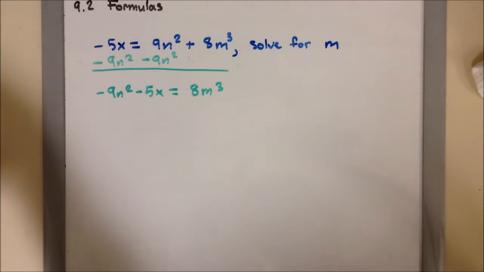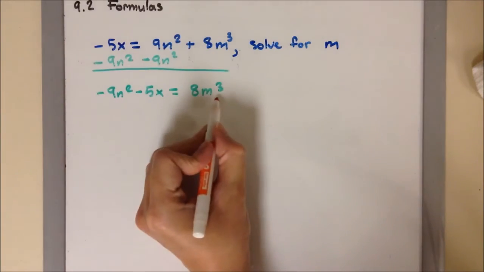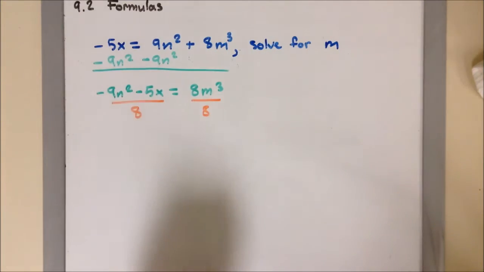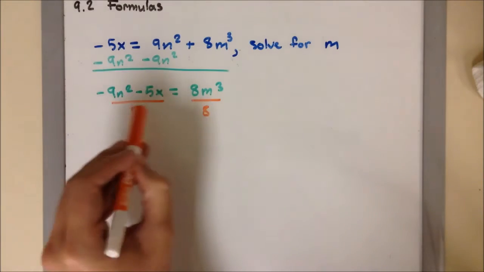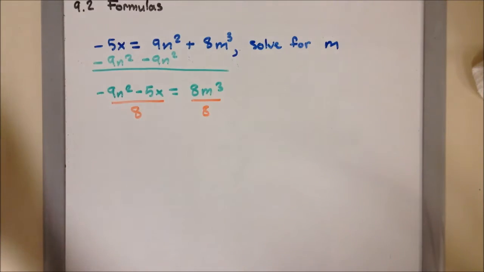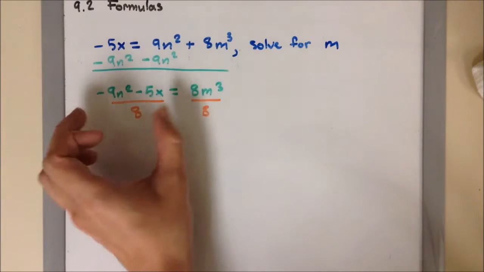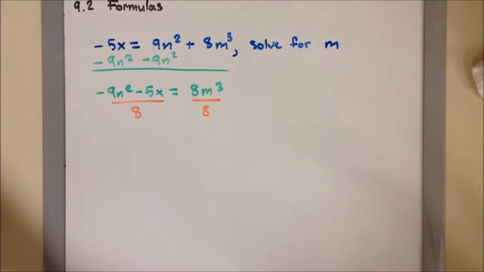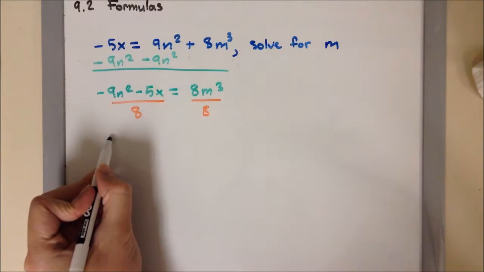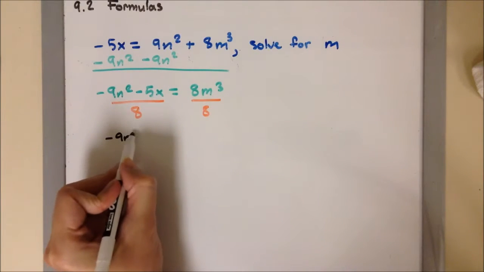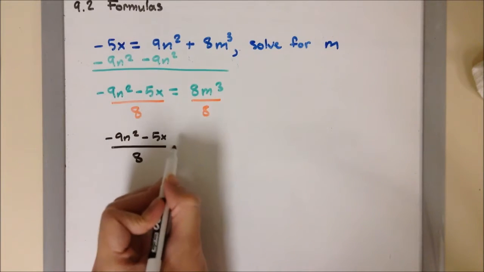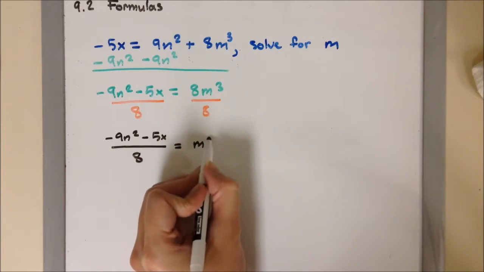Now, next, I'm going to divide both sides by 8. I mean, the left side by 8. And I'm going to keep it as one fraction because, again, nothing in common between 9 and 8. Nothing in common between 5 and 8. And especially when you're working with exponents, it's best to keep it as one big fraction. So what we're going to have is negative 9n squared minus 5x over 8 equal to m to the third power.